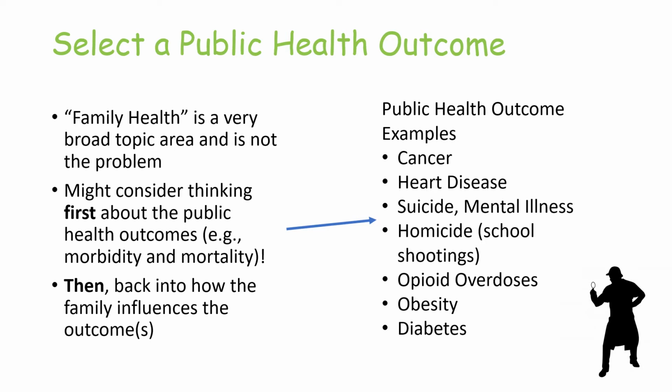In deciding on your own problem or interest, it's important to pin it down to one specific health-related outcome, such as one of the ones listed here: cancer, heart disease, suicide, homicide, opioid overdoses, and there's many more besides the ones we see here. Outcomes like cancer, heart disease, or mental health are all outcomes that we can look into and then think backwards and try and figure out how the family plays a role in making a change to those outcomes.